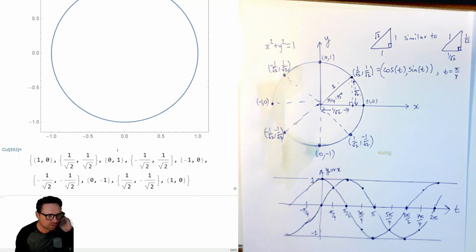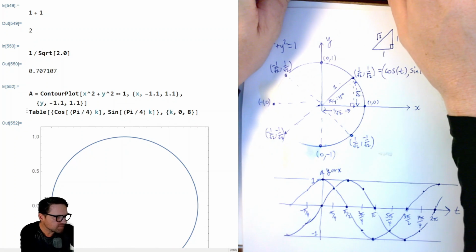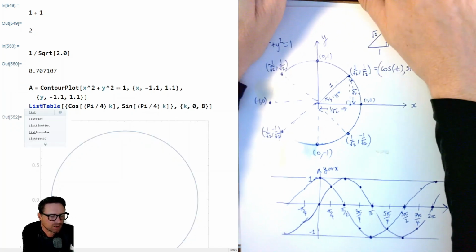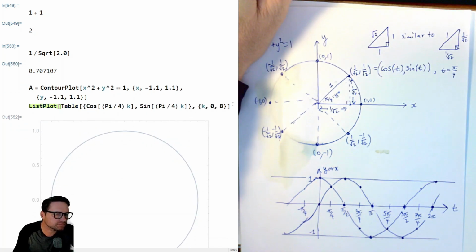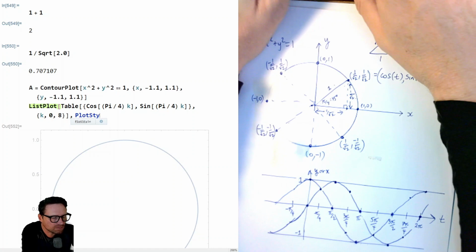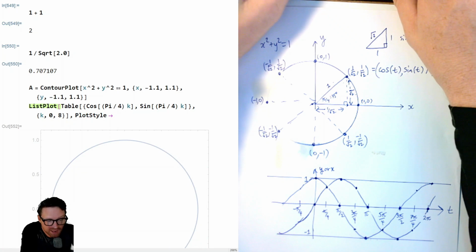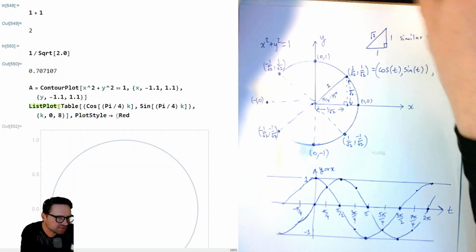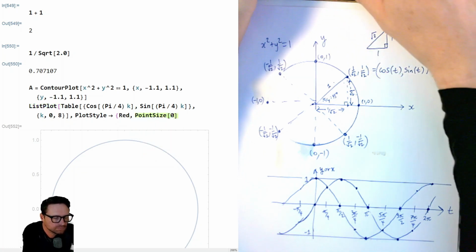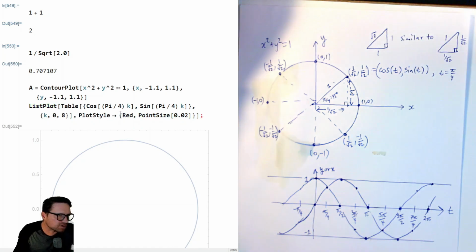And so now what I want to do is put these in memory. Let's call this list B. Or actually, you know what? Let's turn this into a plot. Let's just write ListPlot of all of these points. And we'll just change the plot style. Let's make those red. And let's change the size as well. Okay, and then let's call this B.